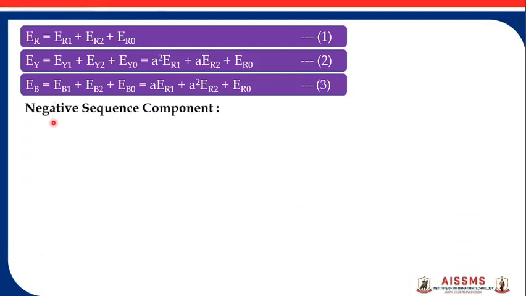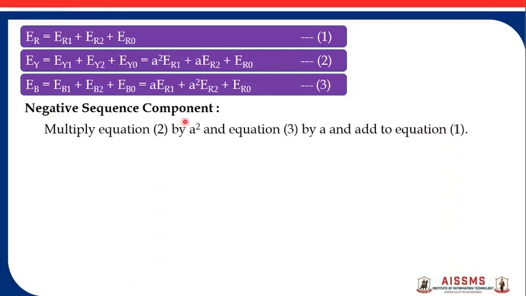Now we are going to find out the negative sequence component. So for finding out the negative sequence component, multiply the equation 2 by a square and equation 3 by a and add to the equation 1. So let us multiply equation 2 by a square and equation 3 by a and add to the equation 1.